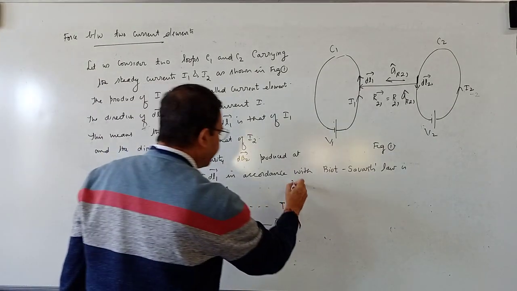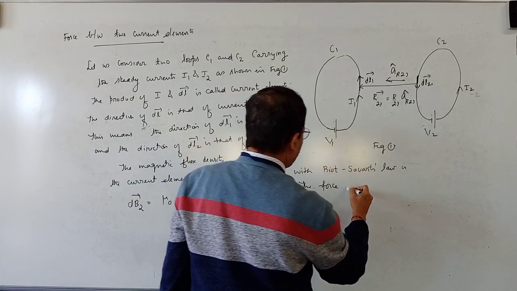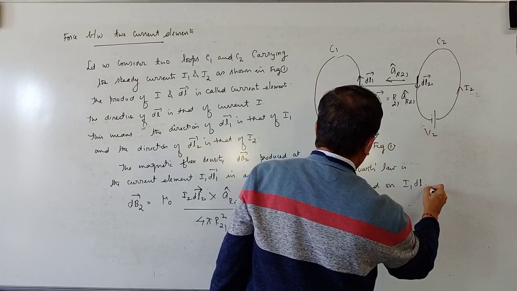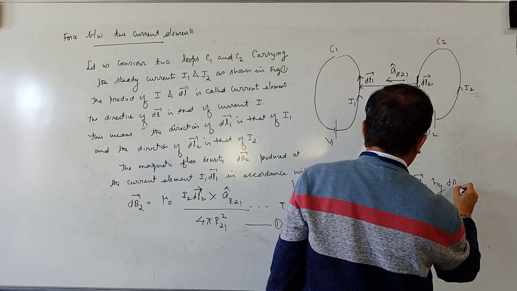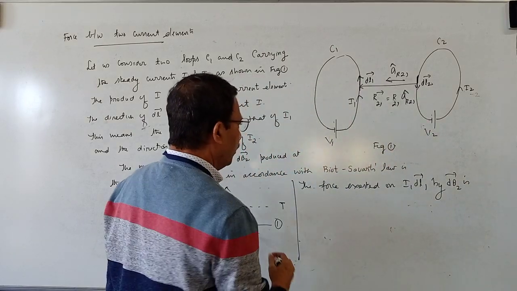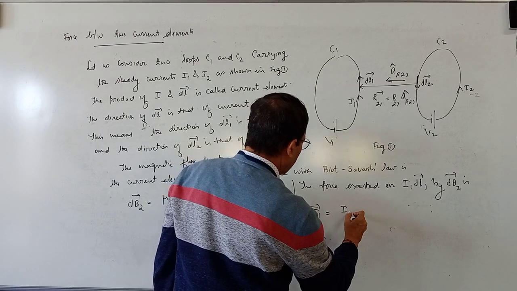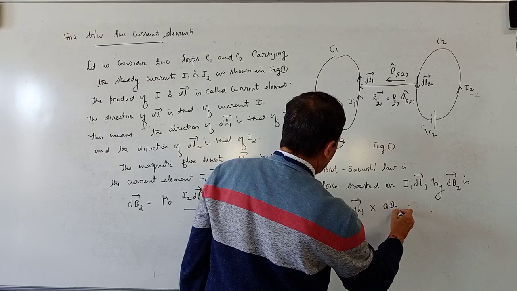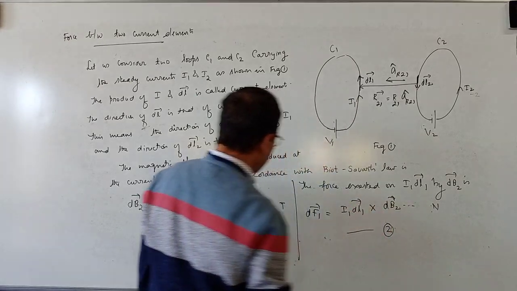Next I'll write the force exerted on vector I1 dl1 by vector dB2. Vector dF1 is equal to vector I1 dl1 cross vector dB2, so many newtons. This I call equation 2.